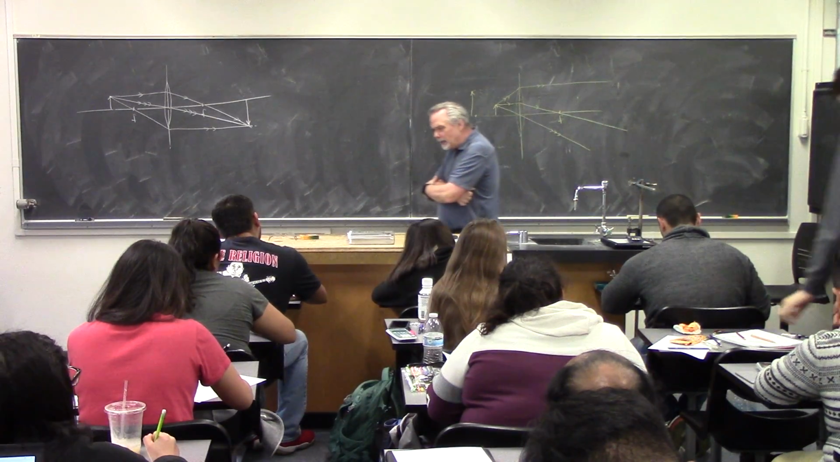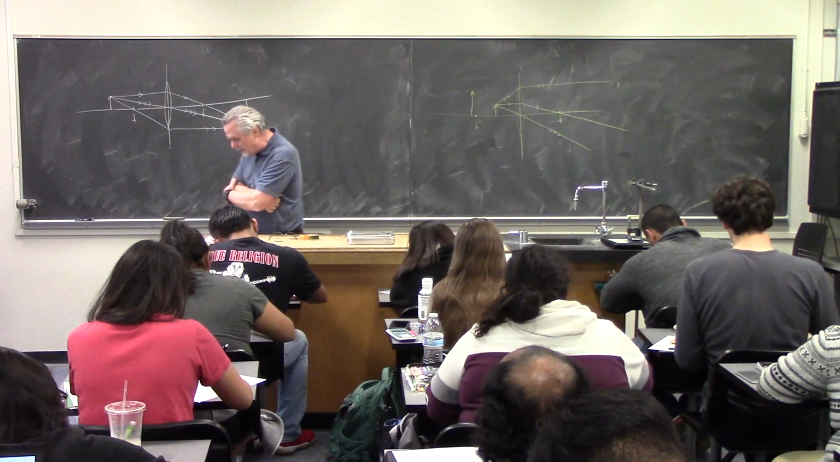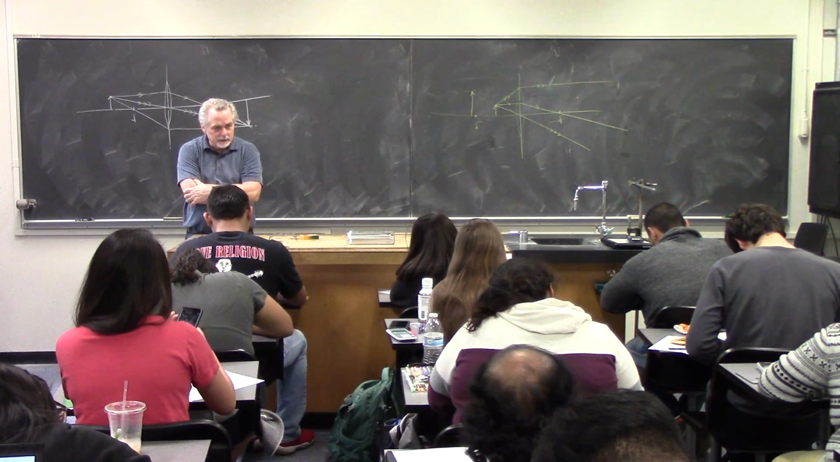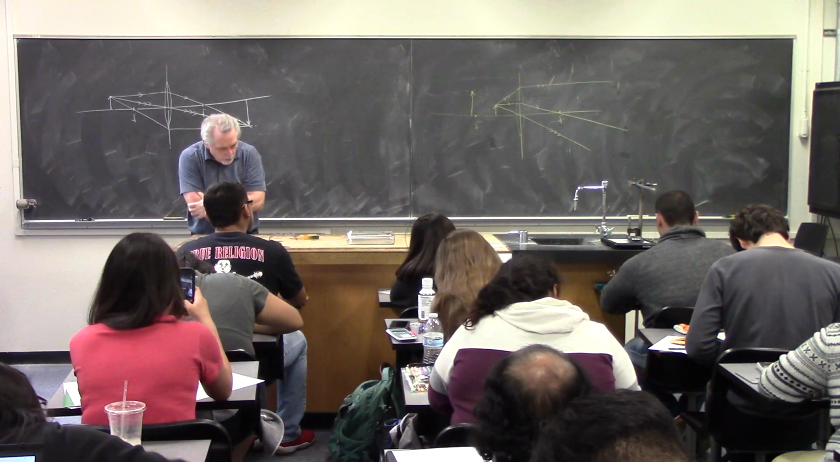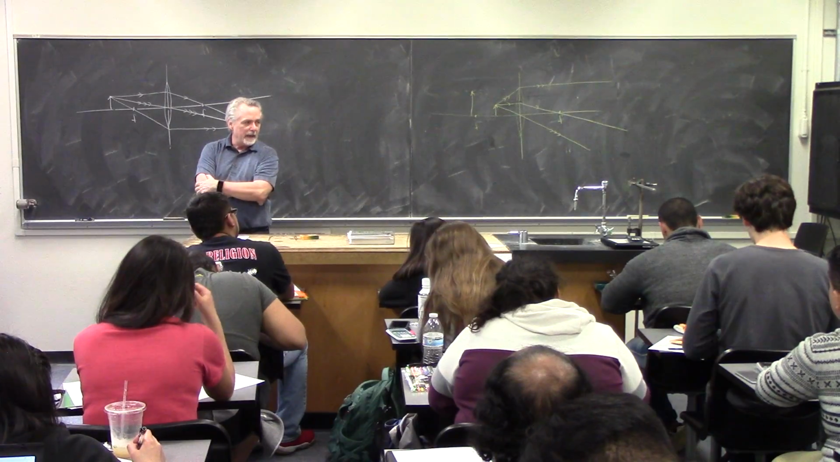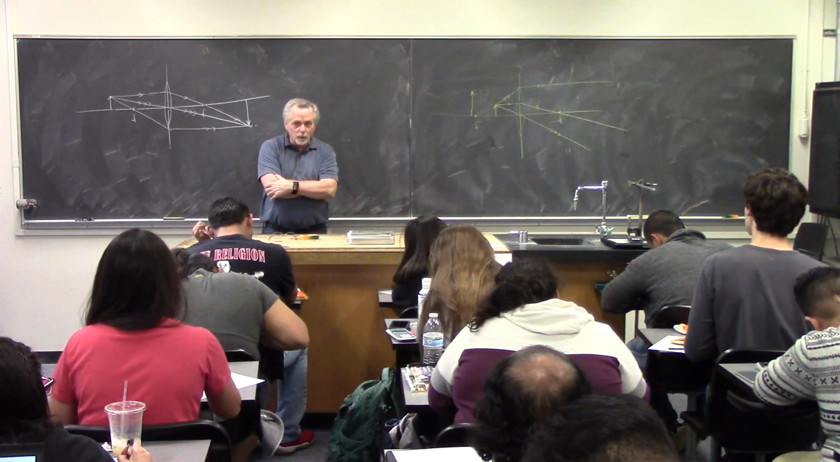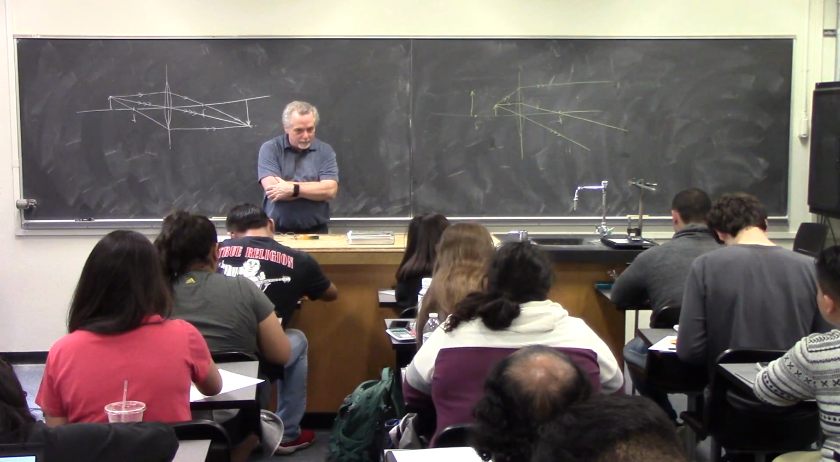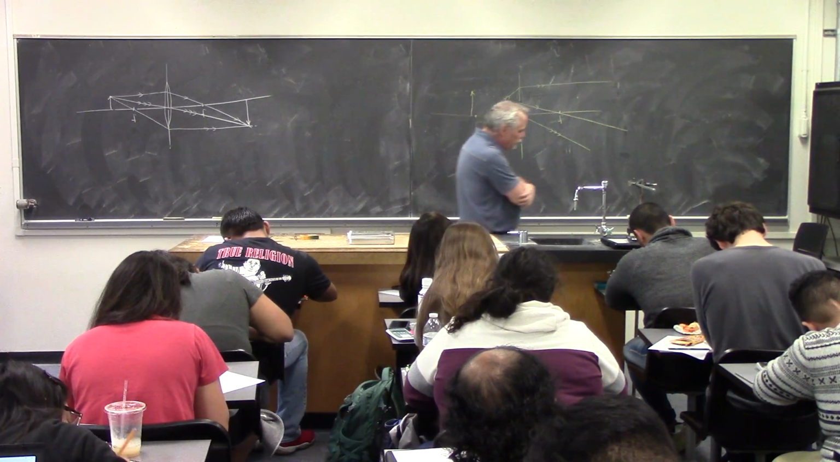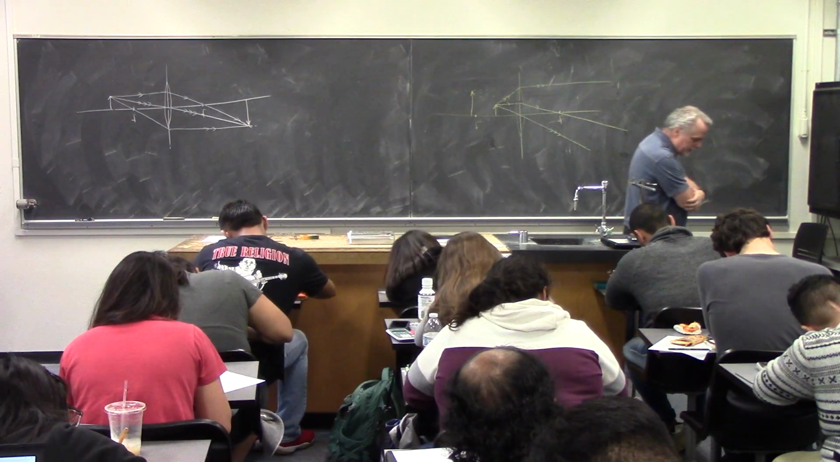And in this case we see that the image is larger than the object. Any time an image is larger than the object, you have a converging lens or mirror. Diverging lenses and mirrors can only make smaller images. That's what we proved just a second ago from the math. If you ever have magnification, you've got a converging lens.